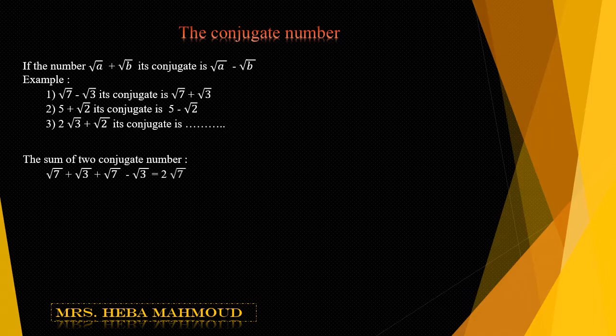The sum of two conjugate numbers, like √7 plus √3: we make the sum between this number and its conjugate, which is √7 minus √3, so the result will be 2√7.